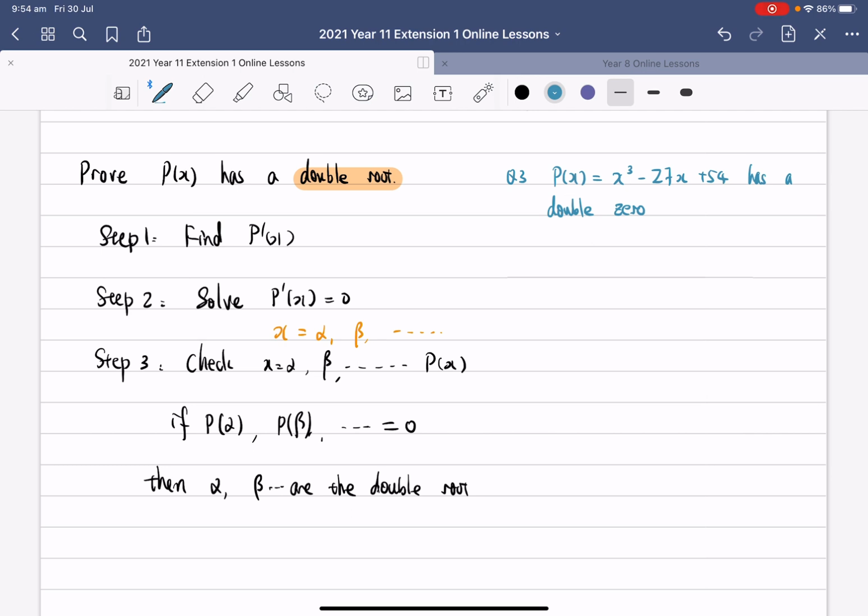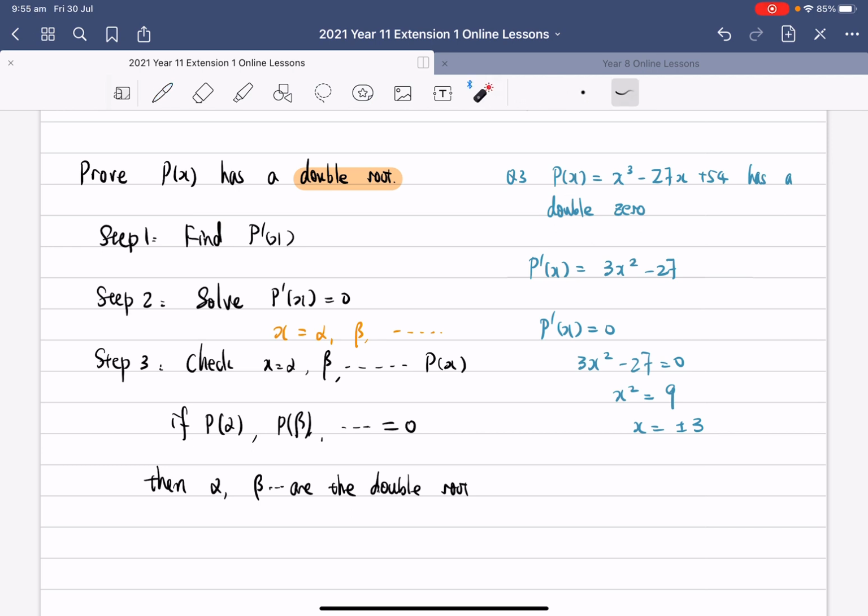If you follow the steps here, we differentiate. So p dash x is equal to 3x squared minus 27, and we need to solve p dash x equals 0. So x squared is equal to 9, and then x is equal to plus or minus 3. Now you've got two solutions. You need to check which solution gives you the double root. Not all the solutions give you a double root.